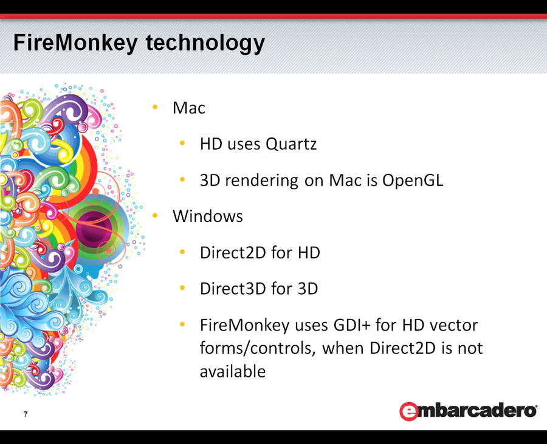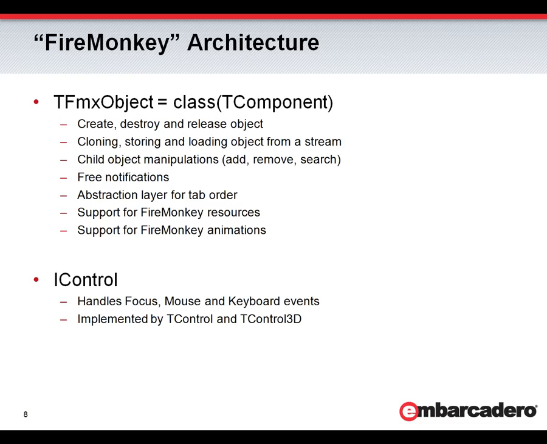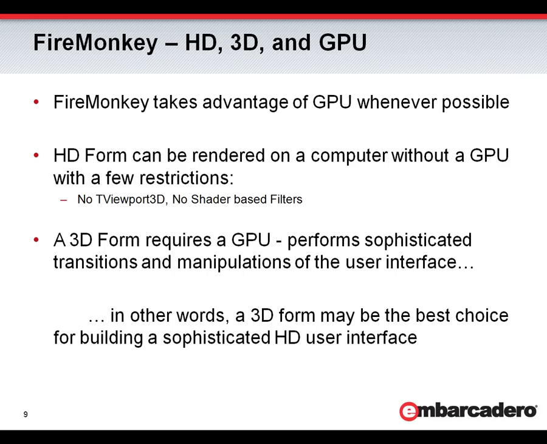On the Mac, FireMonkey uses Quartz, and the rendering for 3D on the Mac is done using OpenGL. On Windows, we use Direct2D for HD applications, Direct3D for 3D applications, and when Direct2D is not available, FireMonkey uses GDI Plus for HD vector graphics. FireMonkey controls descend from TComponent, so you will recognize a lot from the VCL in FireMonkey. So again, FireMonkey takes advantage of the GPU whenever possible.